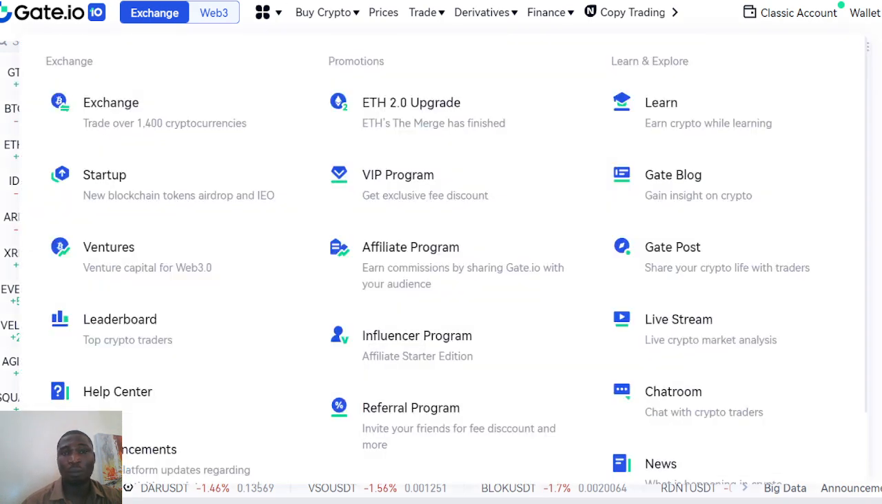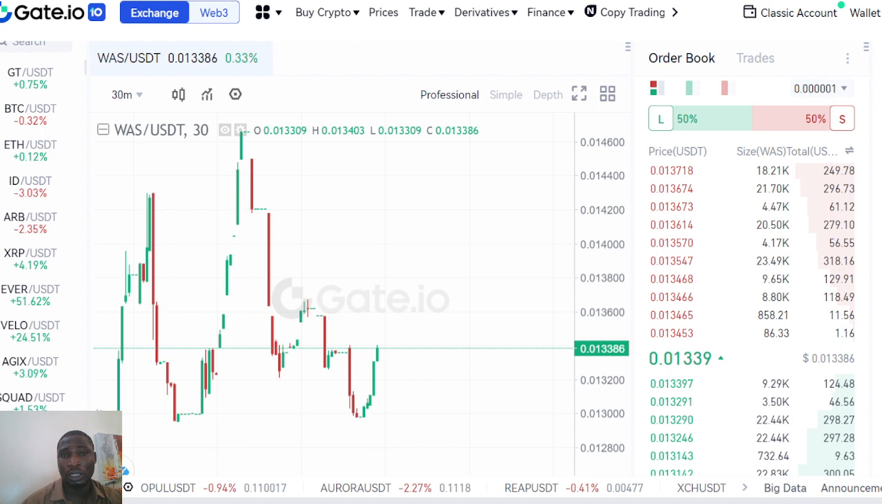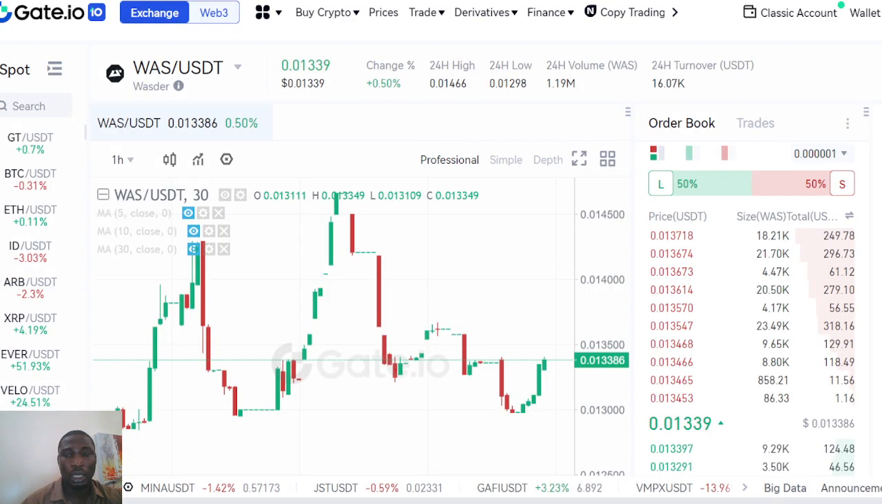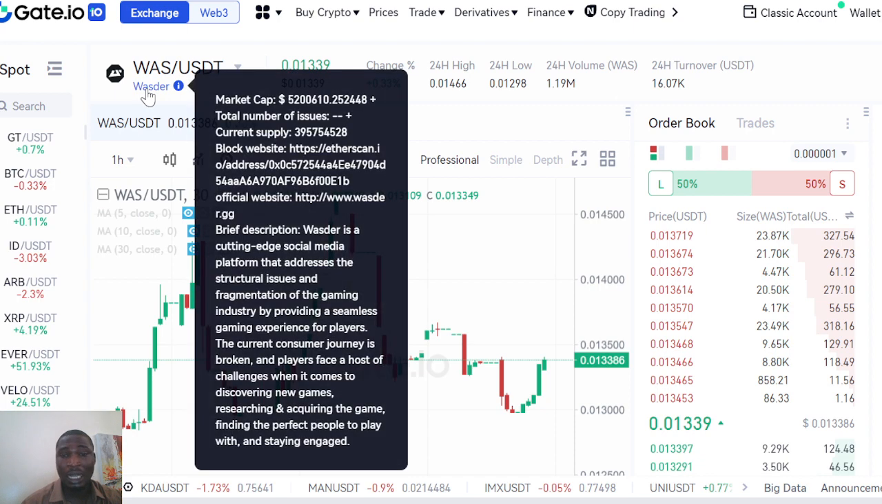You must look at that and see what this coin has done, this and that. That is how you will know before you invest in it. Now, based on what we have here, you can see the market cap, the number of issues, and the total supply.